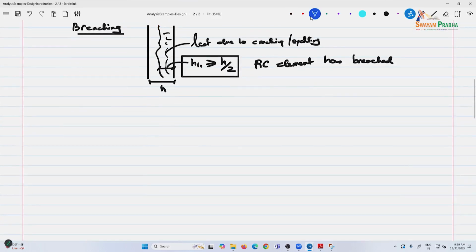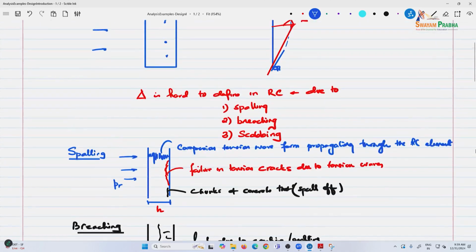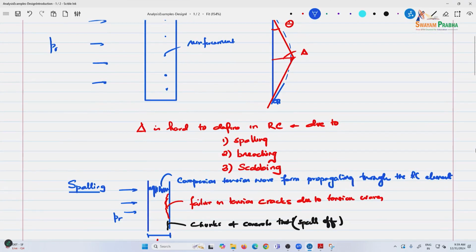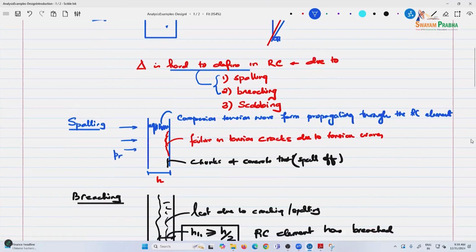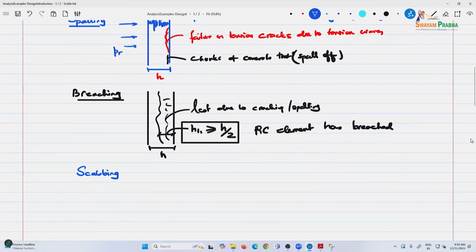And finally, the third one is scabbing. Now you see why you can't define the delta. It is hard to define primarily because of these two, breaching and spalling. I mean, where are you going to measure the delta from? Is it the center or is it the end? Those measurement aspects are going to be different.